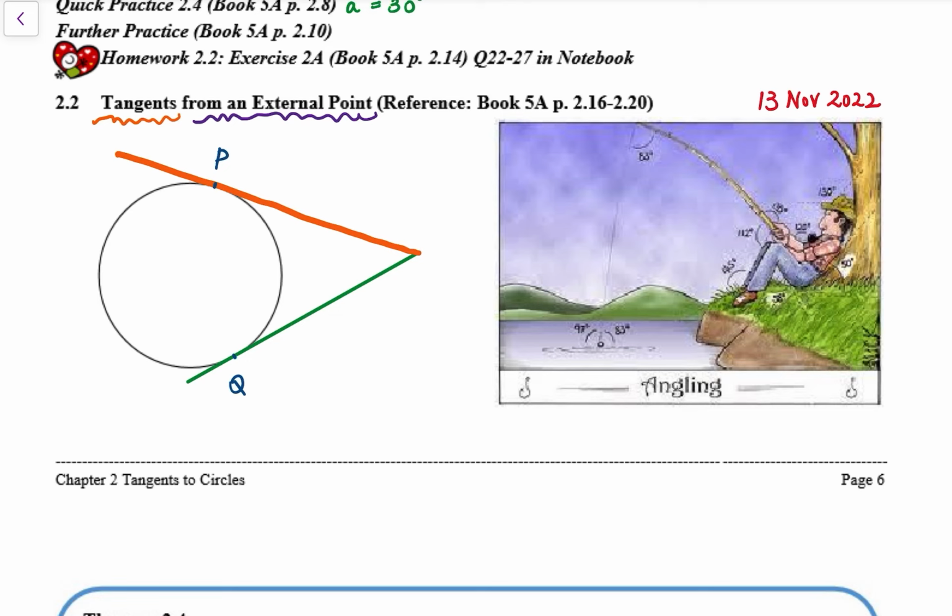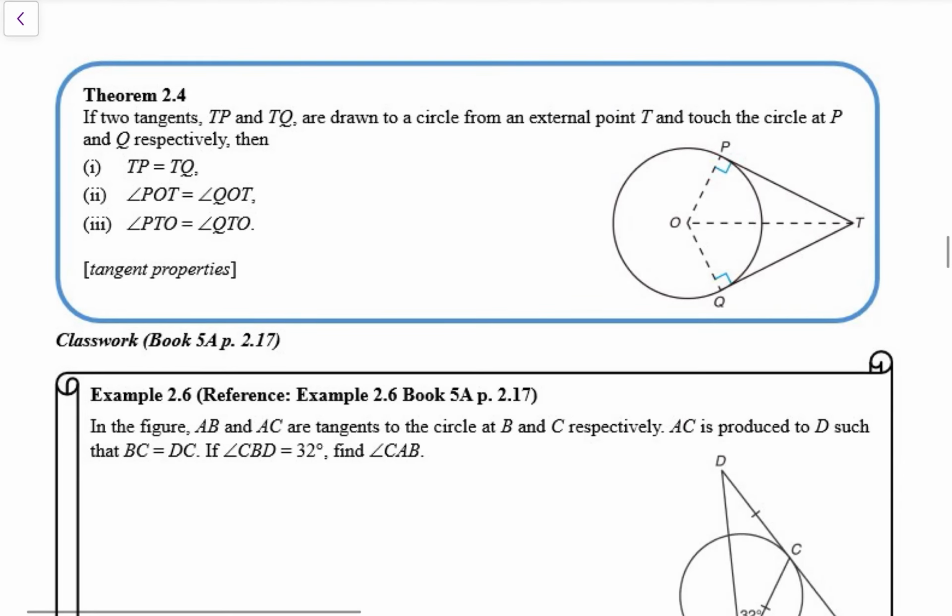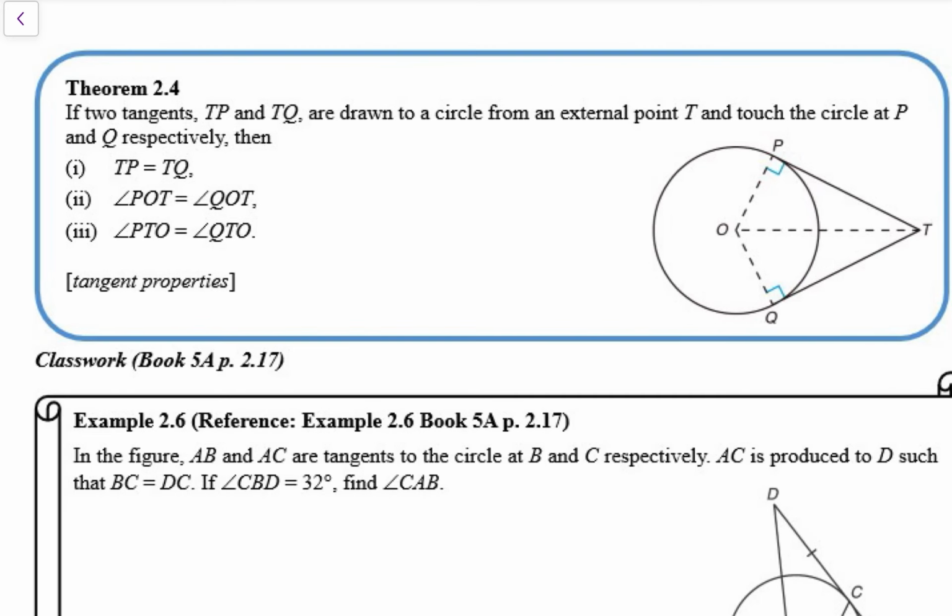The external point is not on the circle. So the external point is our point T, which is very far away from the circle. So we are going to look at some properties of the tangents from an external point. So here we have the two tangents, TP and TQ, from the external point T, and these two tangents touch the circle at P and Q respectively.